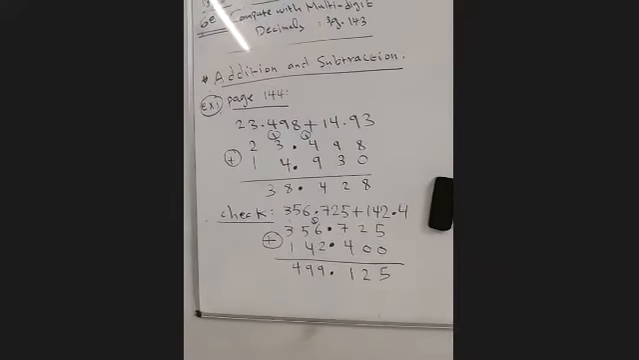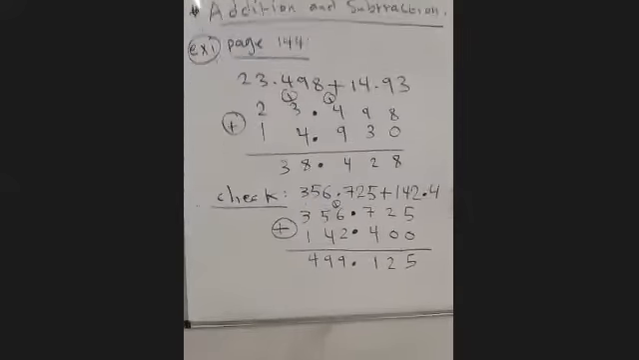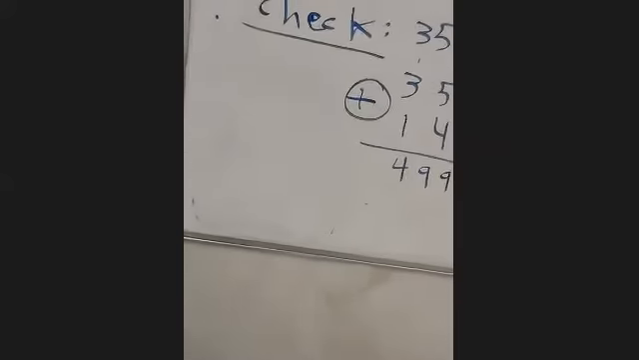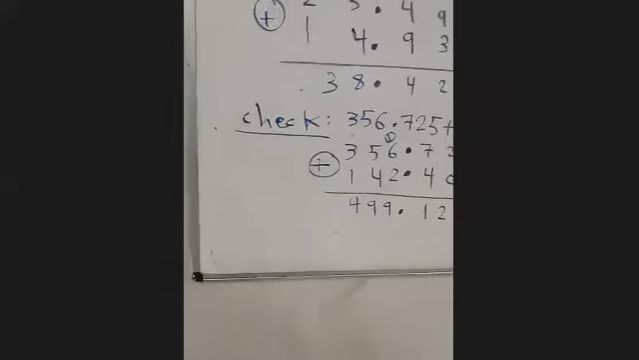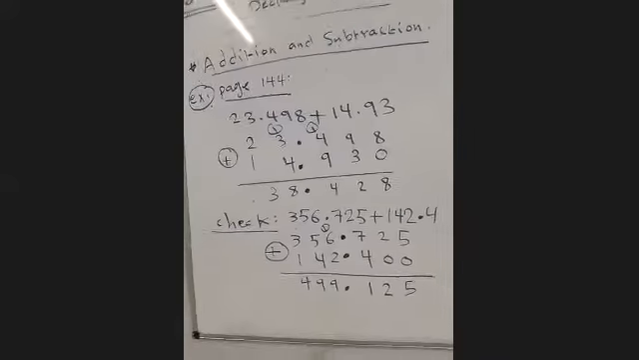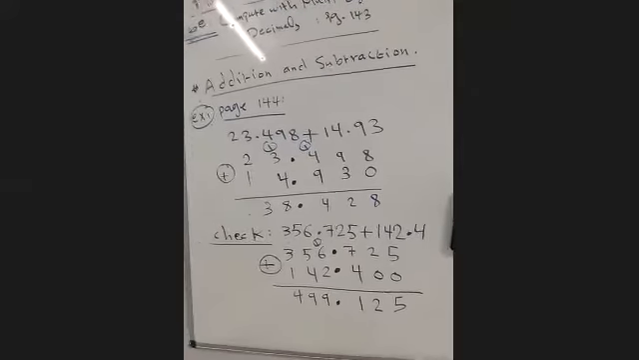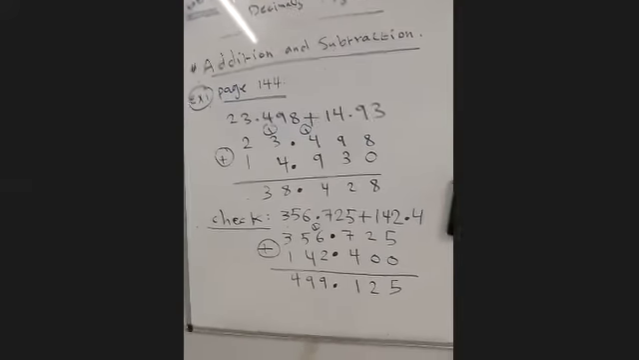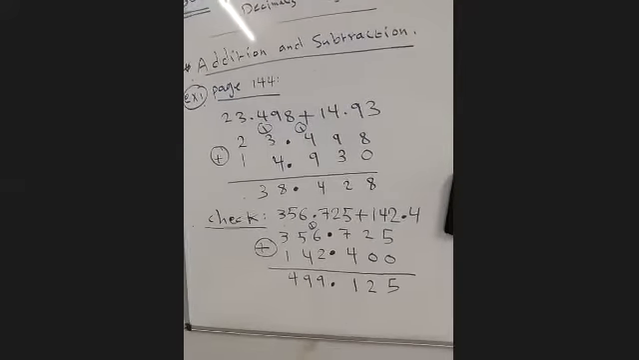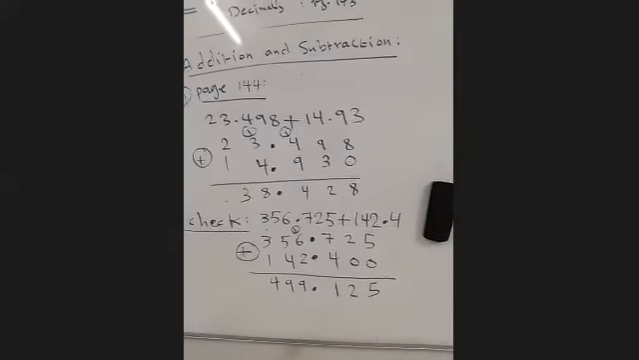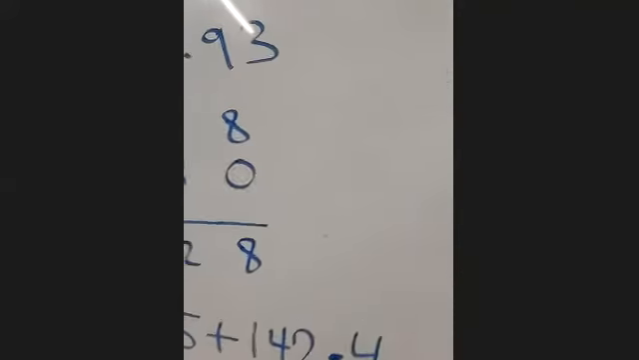Check your answers and let's go to subtract. In subtraction, same conditions. Align, put the decimals over each other, fill with zeros, then subtract as usual. So let's go to example 2, page 145.